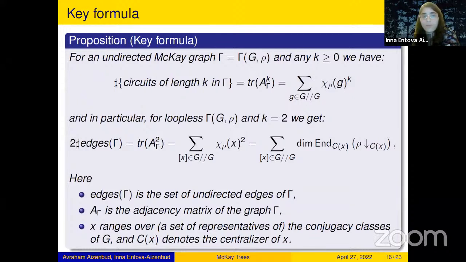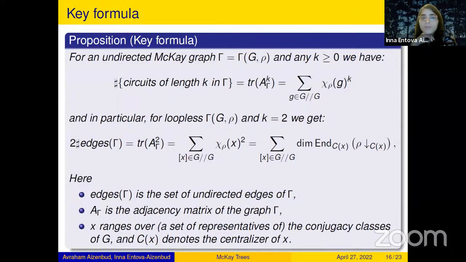Okay, so here is the key formula which we use to prove our statement. If we start with an undirected McKay graph, and we want to compute the number of circuits of length k in our graph. When I say circuit, I just mean a walk, which could include possible repetitions. And of length k means that I traveled through k edges, and I also want these to be closed circuits. Yes, my walk begins and ends at the same vertex.